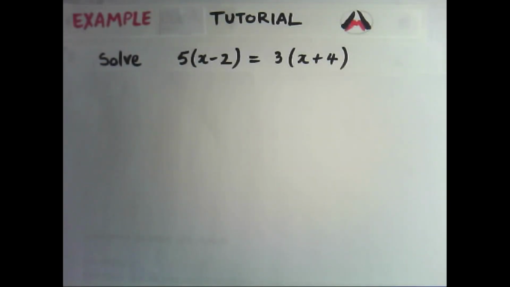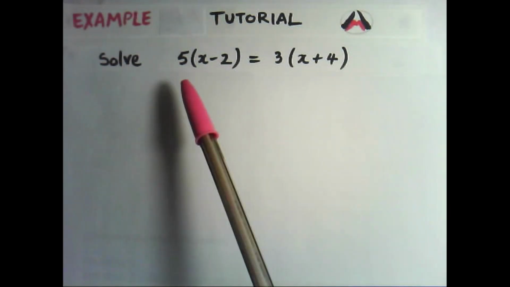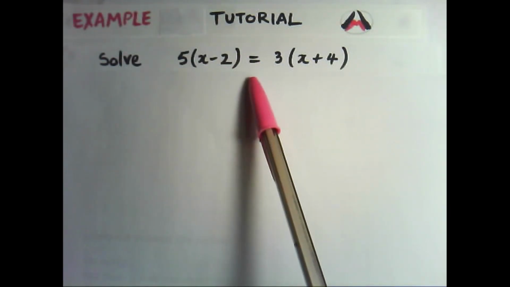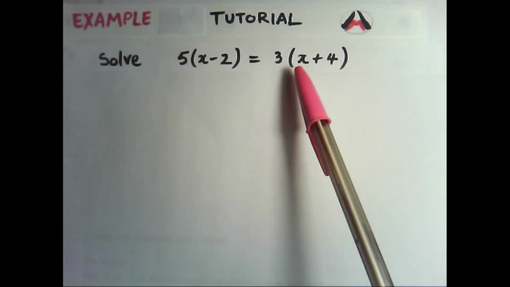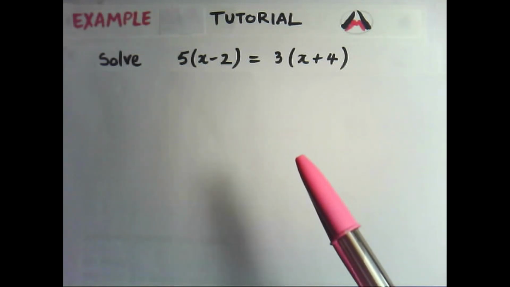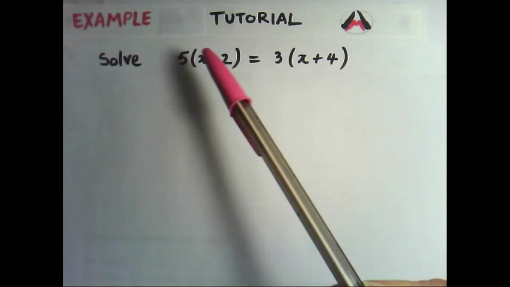In this question, we're asked to solve the linear equation 5(x - 2) = 3(x + 4). Now the first thing that we could do is to expand out the brackets.